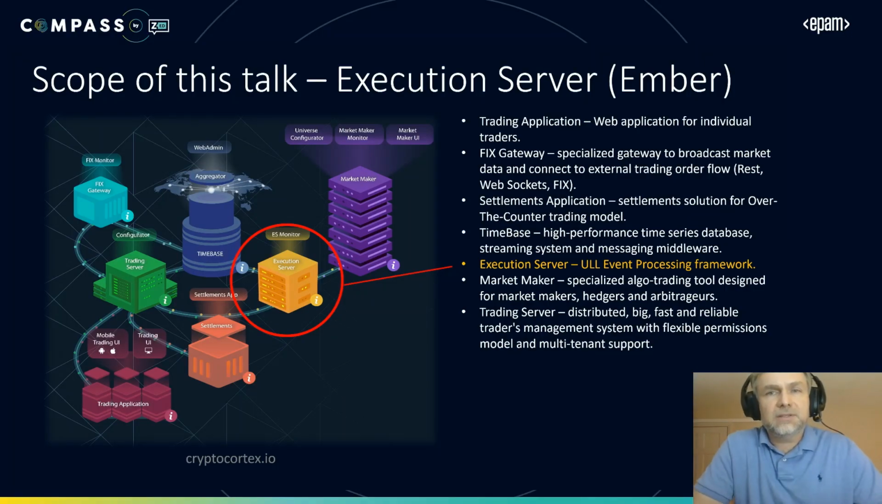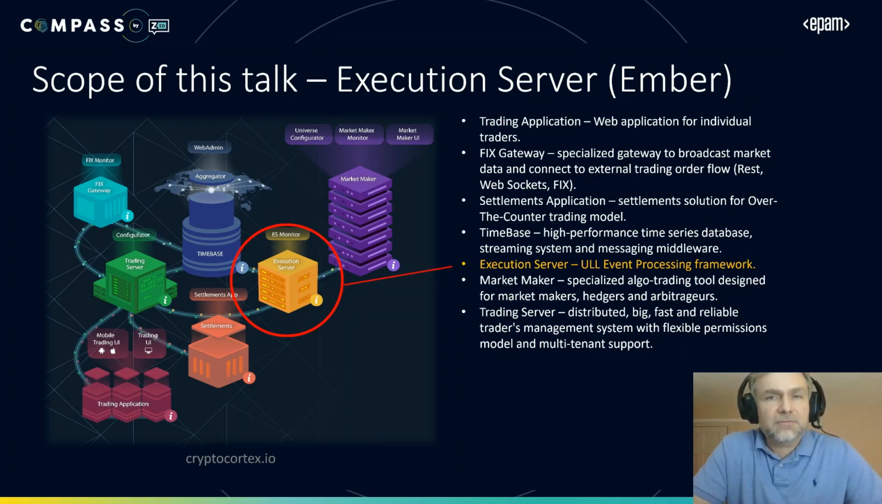you see most of my diagrams are black and white, so it was a bit challenging to adapt them to that dark theme, but this one is an exception. Here we have a beautiful but somewhat naive diagram of our trading solution for broker dealers. You can find it on website cryptocortex.io.